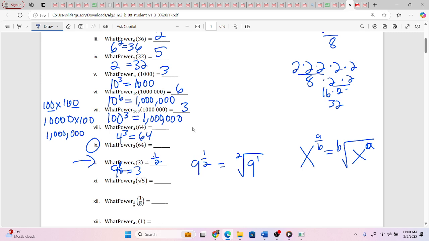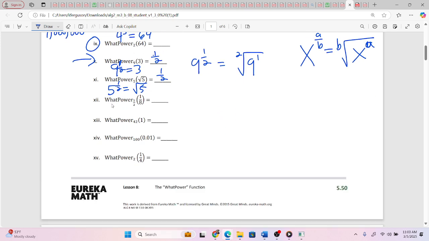So anyway, what power of 5 is the square root of 5? It's 1/2. Excellent. Don't make it harder than it is. 5 to the 1/2 power equals the square root of 5. Because, see, with 9, you can actually take the square root of 9 and get a number. With 5, you can't, so you just leave it like that.